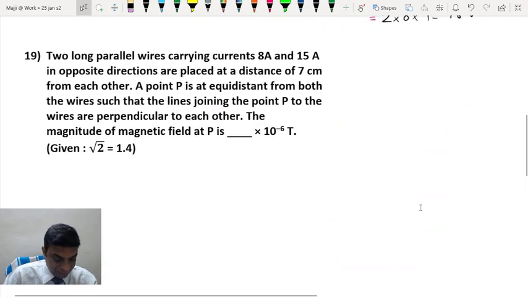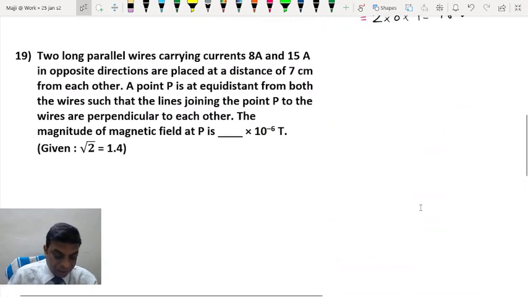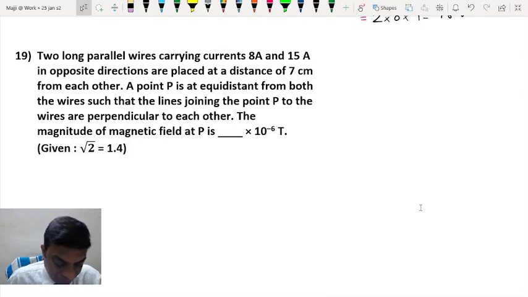Question number 19. Two long parallel wires carrying currents this much and this much in opposite directions are placed at a distance of 7 cm from each other. A point P is equidistant from both the wires such that the lines joining the point P to the wires are perpendicular to each other. What is the magnitude of the magnetic field?